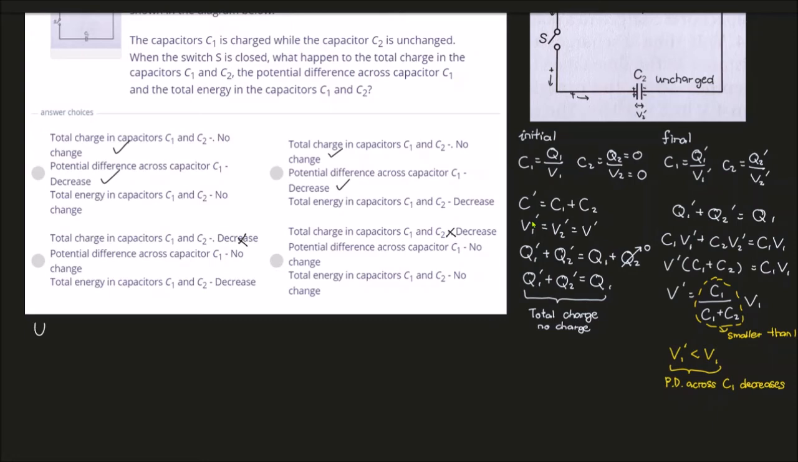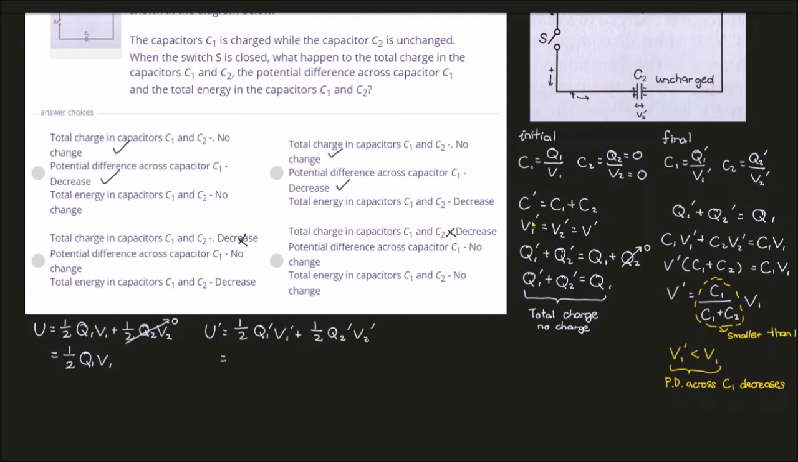So for initial, which is U, it will equal half Q1 V1 plus half Q2 V2. That's the initial situation. But since capacitor 2 is not storing any charge, this will be 0, so our initial energy stored will be half Q1 V1. How about the new energy stored, U prime? New energy stored here can be found by using half Q1 prime V1 prime plus half Q2 prime V2 prime.